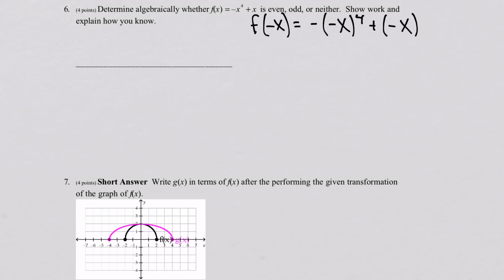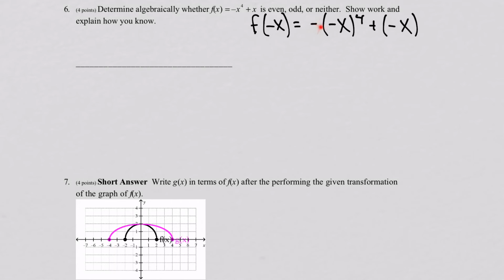If I get back the exact same function that I started with, then it's even. If I get back the exact opposite of the original function, then it's odd. If I get back neither one, not the exact opposite or the exact same one, then it's neither. Okay, so let's simplify this.